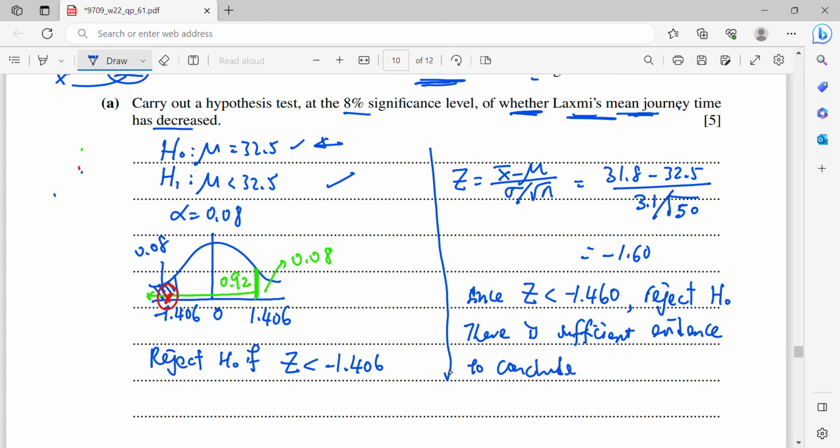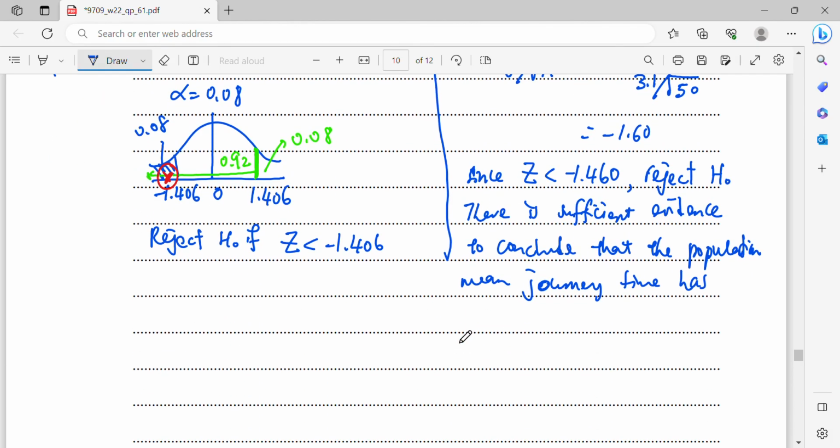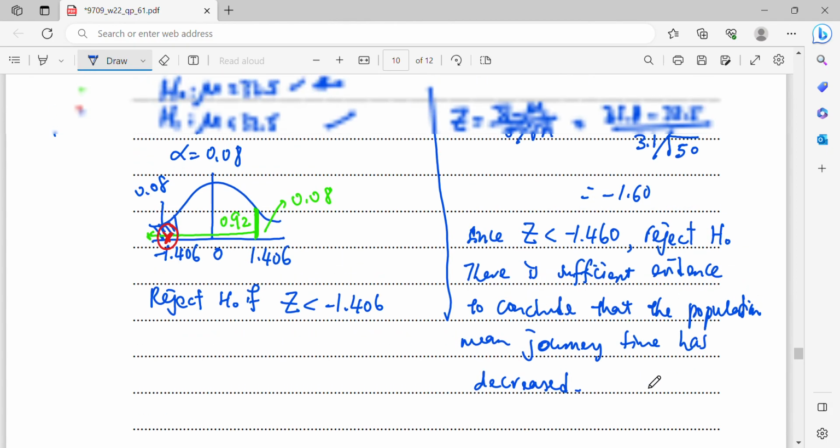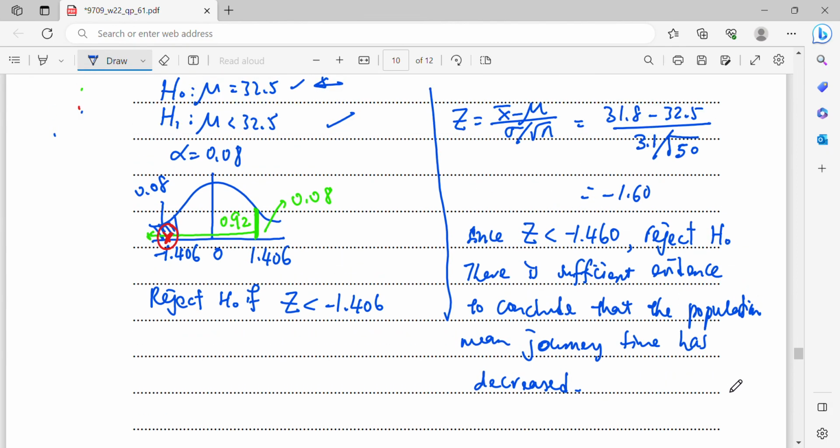So this is what I'm going to write to conclude that the population, we always refer to the population mean journey time has decreased. Alright, so that's the conclusion of this hypothesis testing.